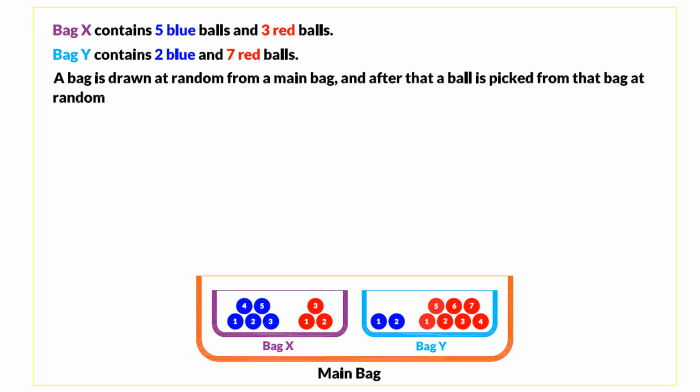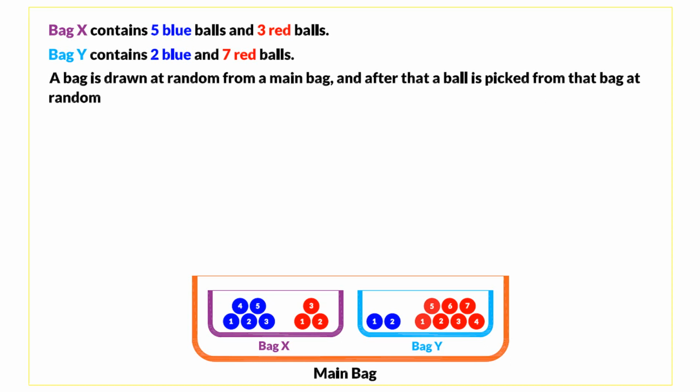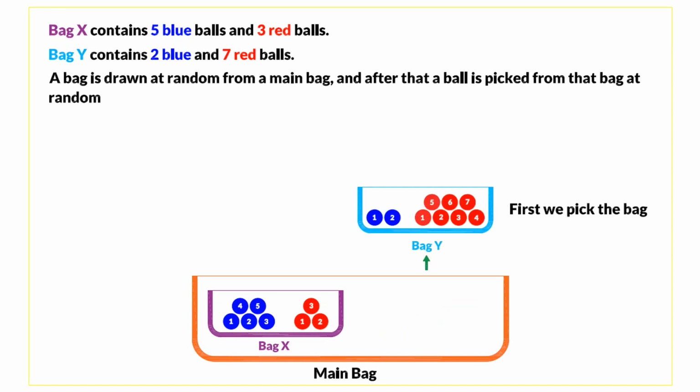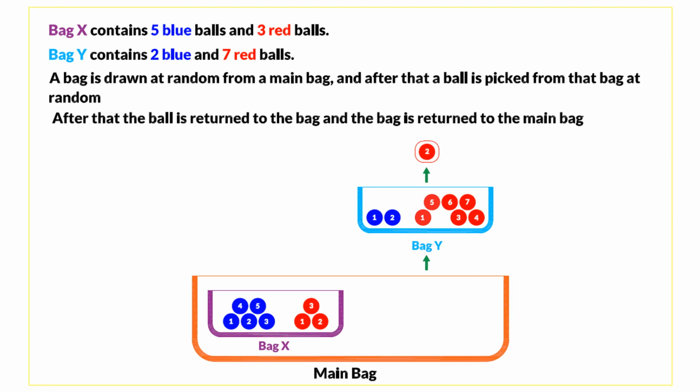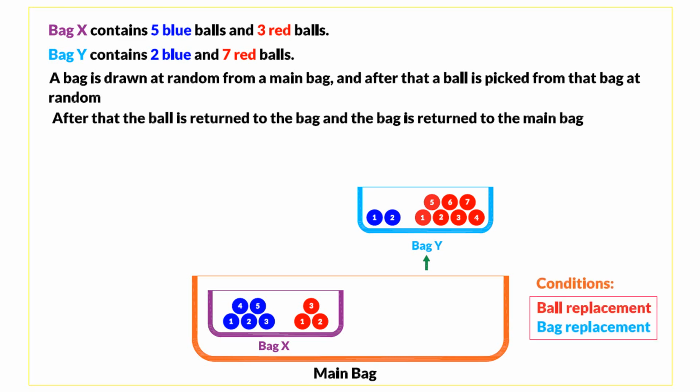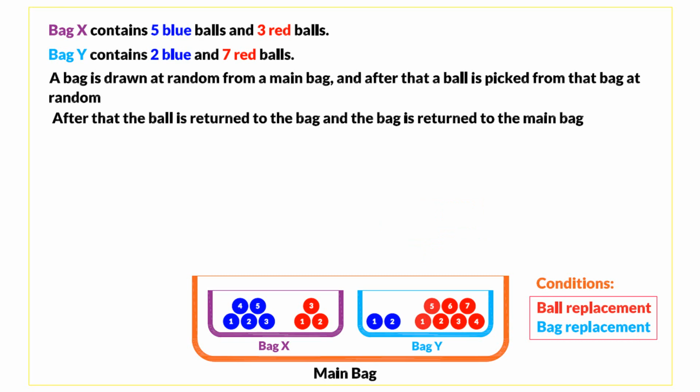A bag is drawn at random from the main bag, and after that a ball is picked from that bag at random. So first we pick the bag, and second we pick the ball. And after that the ball is returned to the bag, and the bag is returned to the main bag. So here we have two conditions: ball replacement and bag replacement.